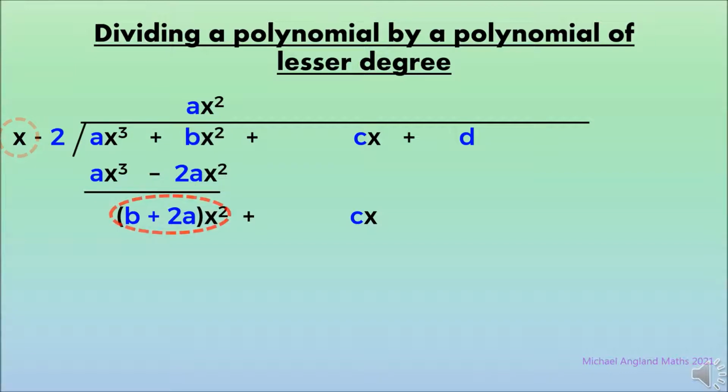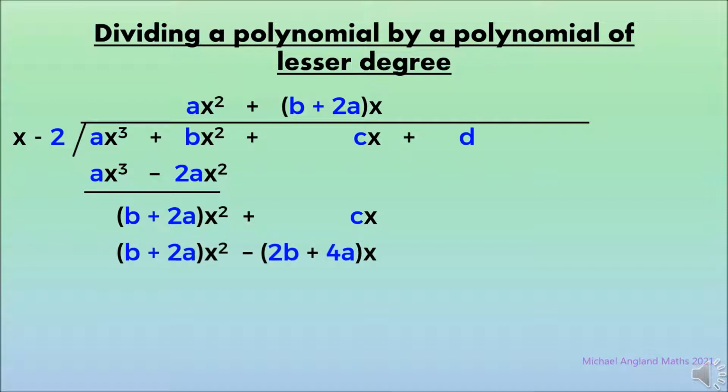So x goes into (b + 2a)x² (b + 2a) times. So we have the second term of our quotient, (b + 2a)x. Now we multiply that by the divisor again, (b + 2a)x times (x − 2). That gives us (b + 2a)x² minus (2b + 4a)x. So now we do our subtraction again.